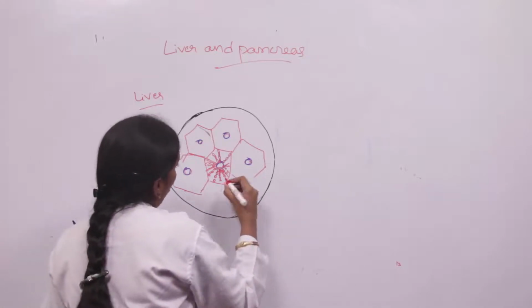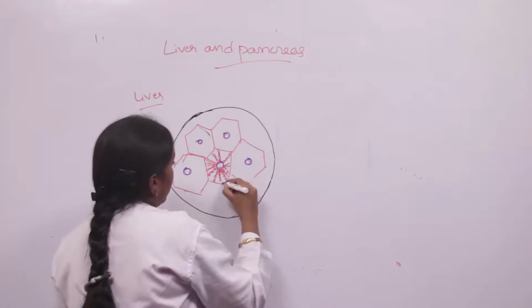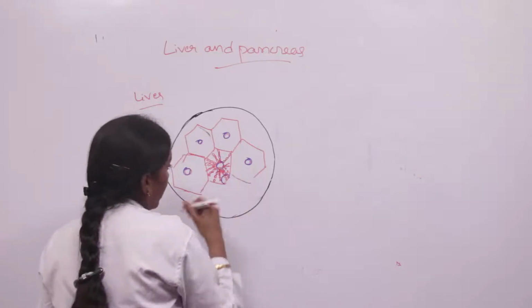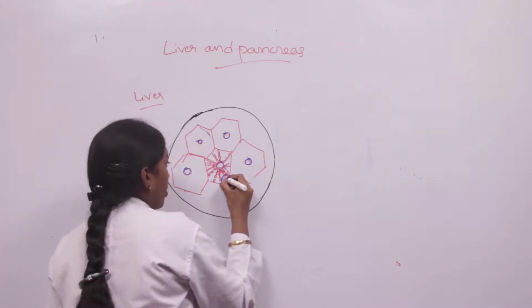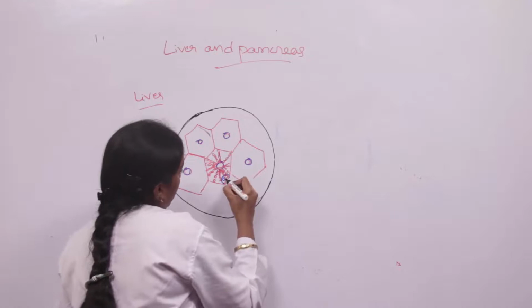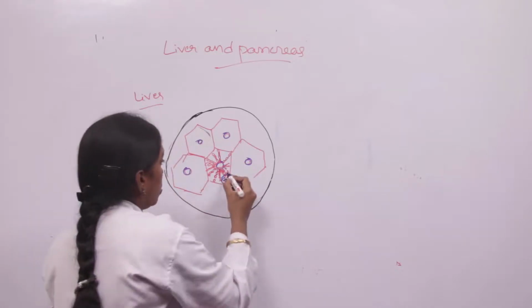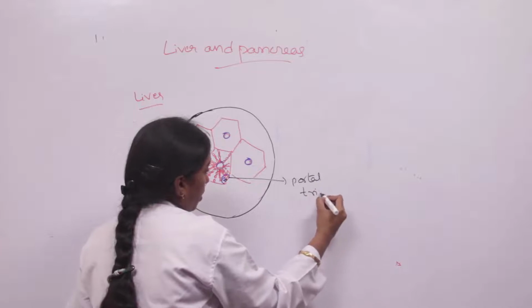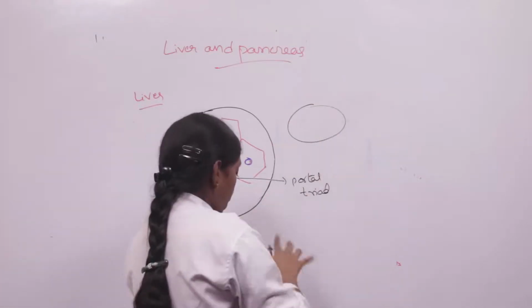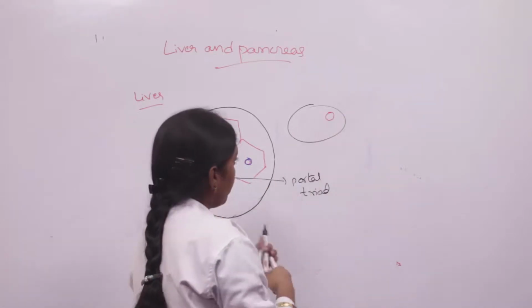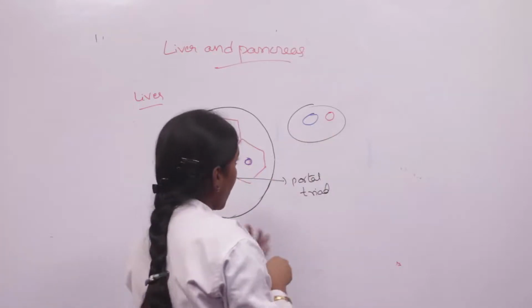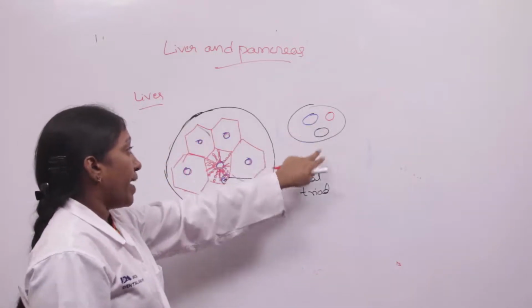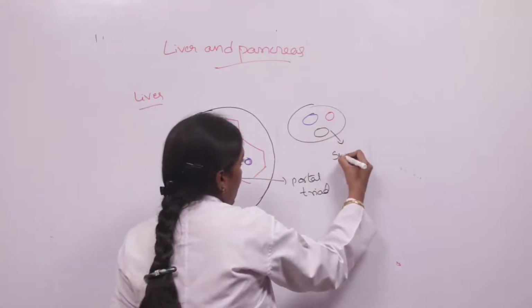And at the periphery of each lobule, we can see a branch from the hepatic artery, a branch from the portal vein, and a bile ductule. So these three together form the portal triad. These structures are separated by a space, which we call the space of Mall.